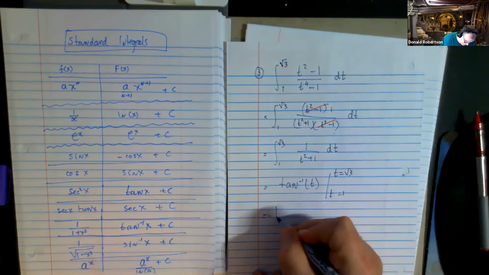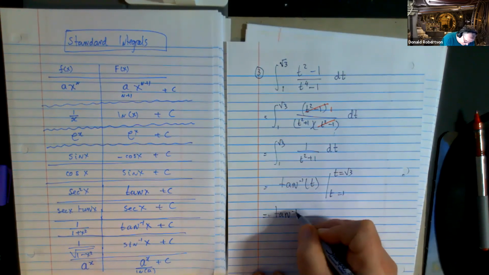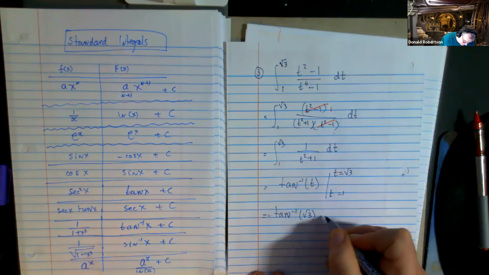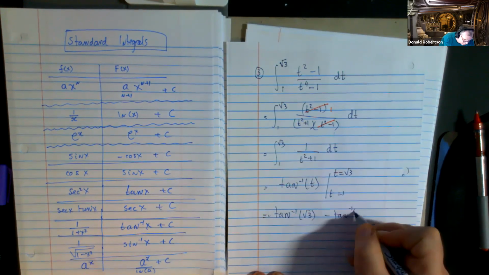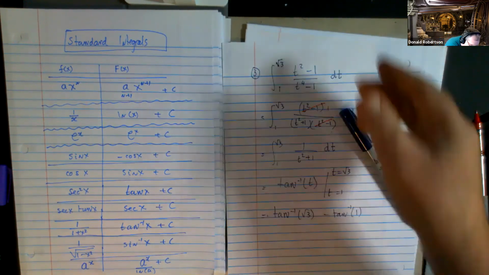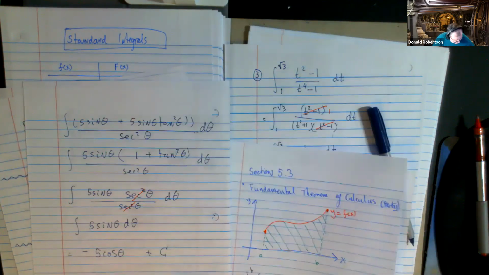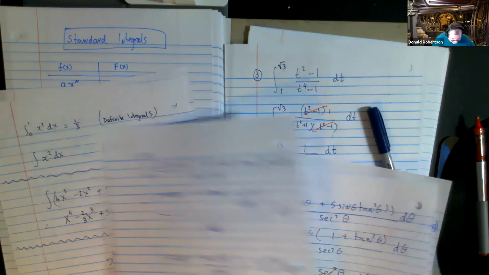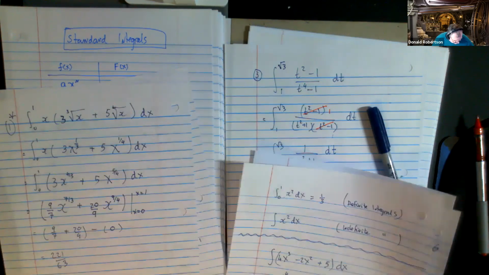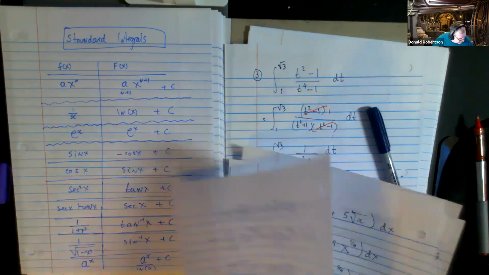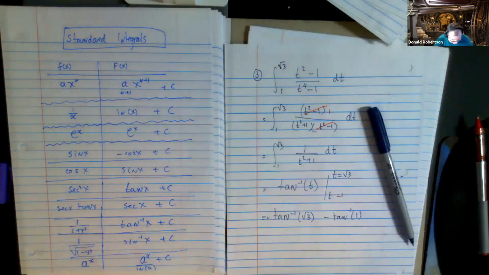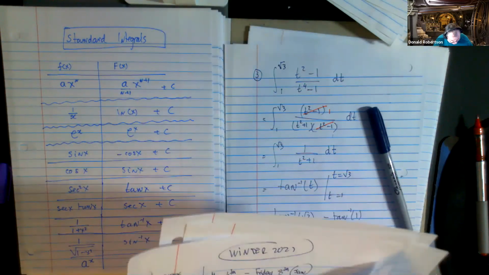That becomes the inverse tan of root 3, take away the inverse tan of 1. And I bet I've thrown that thing away now. I'm looking for my right angle triangle. I think it's gone. Is it in here? Okay.